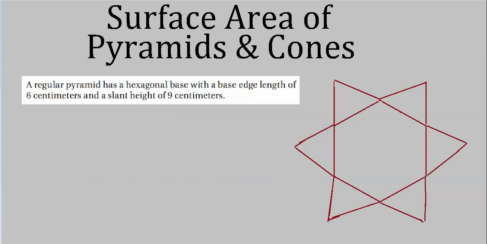Here we have a regular pyramid with a hexagonal base. The edge length is 6. We can draw that in here, write it in, 6. And the slant height of 9 centimeters. Well, that's the distance from here to here, isn't it?